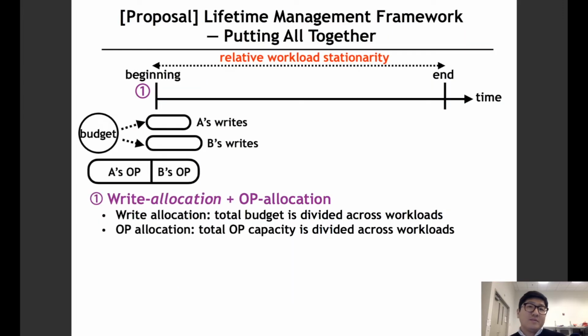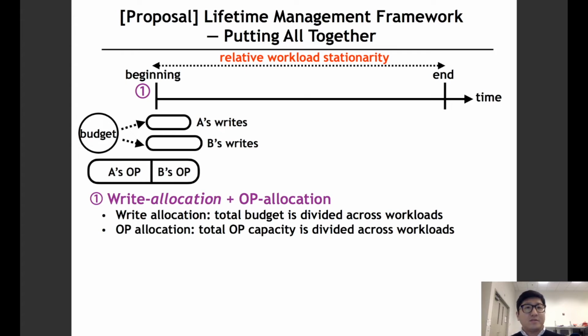By putting all elements discussed so far together, we present a lifetime management framework. We target a period in time of relative workload stationarity. We assume that the total write budget that can be used during this period is prescribed by the device operator, and the workload consolidation scenario does not change during this period.